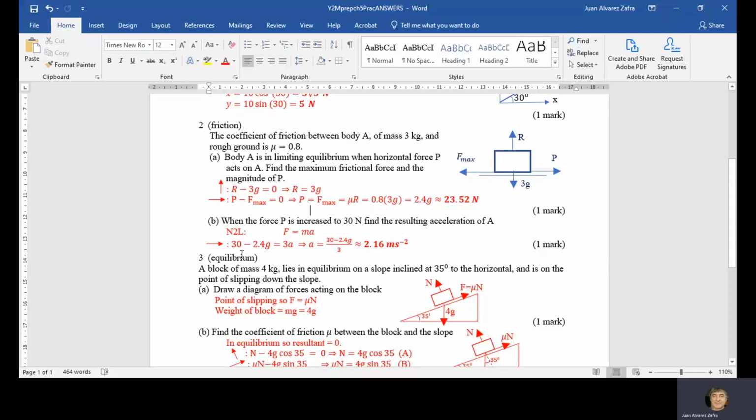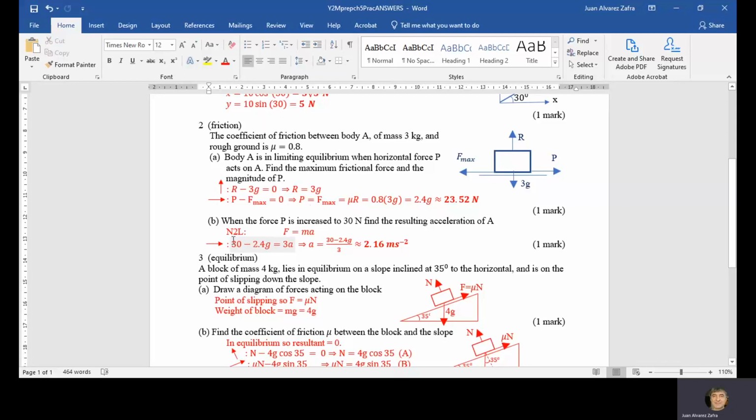So in this case, the situation hasn't changed. So R is still 3g, and if we resolve horizontally, we now don't have P minus F equals 0. We have, using F equals ma, the net force, which is 30, minus the frictional force, which we know is 2.4g. We found that out earlier as being the maximum frictional force. That's going to be equal to ma. And the mass of this block is 3 kilograms. And so we have 30 minus 2.4g.